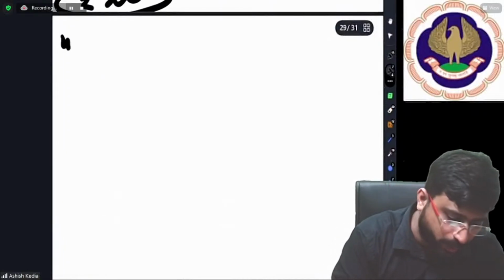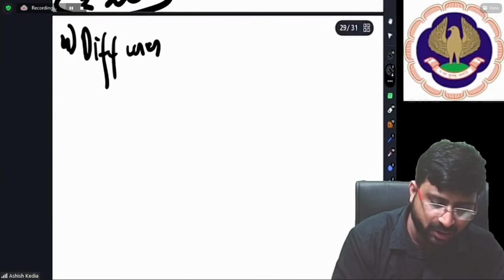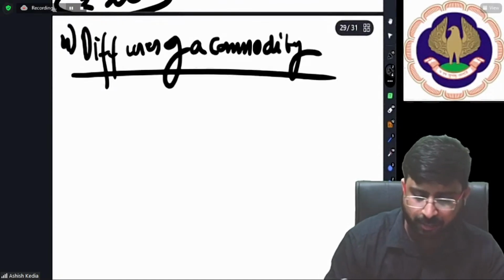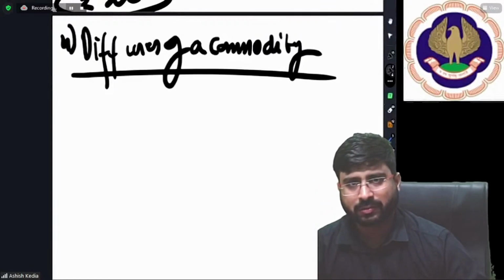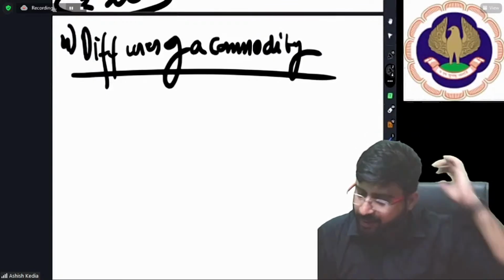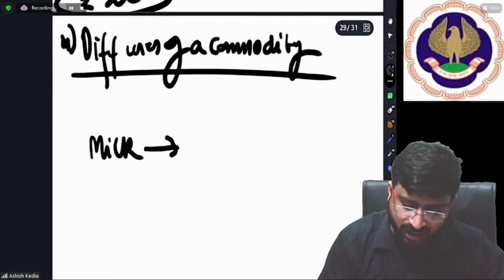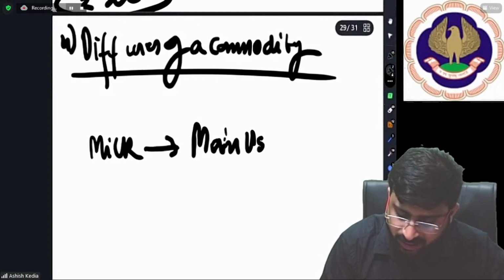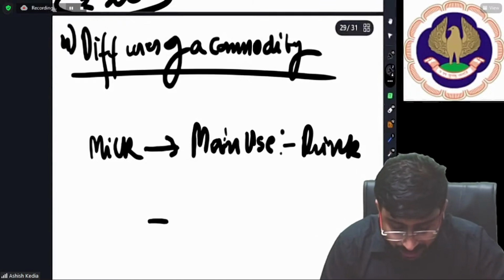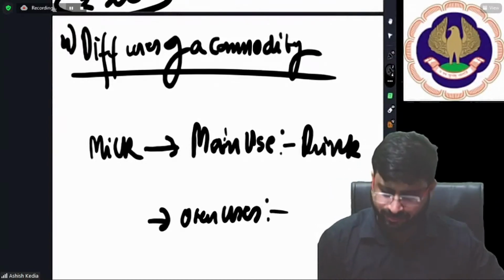And lastly, moving on to the fourth point, different uses of a commodity. The last one. I told you about composite demand, right? Like milk. Now what will happen here? Suppose mainly milk is used for drinking. Let's say we categorize milk's main use is that we drink milk. Okay. Now pay attention. Milk has other uses. What other uses does it have?